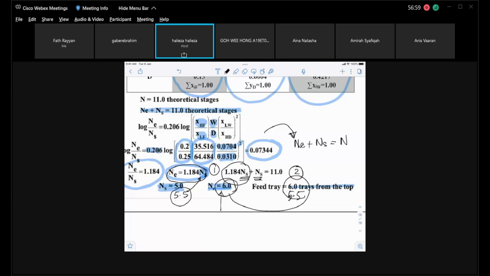For example, because 11 minus 5.5, that should be 5.5 also, isn't it? So that is an S. This is an E. So write down here tray number 5.5 from the top, because this is theoretical. It's not actual. Once you know the actual, then it will be a rounded-off figure. Okay, does that answer your questions? Yes, doctor. Thank you, doctor. Any other questions? I mean, all of you okay with the explanation?